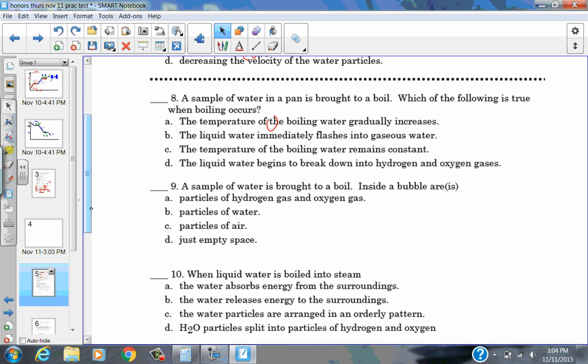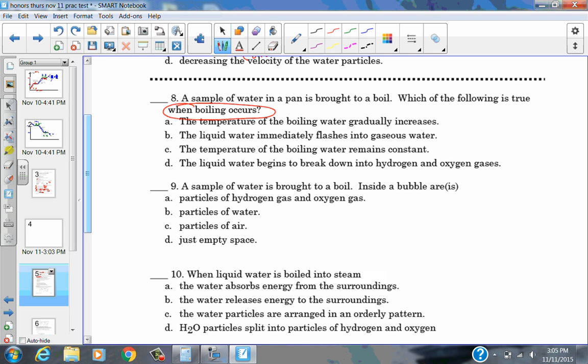8. A sample of water in a pan is brought to a boil. Which of the following is true when boiling occurs? The temperature of the boiling water gradually increases. Wait a minute, so you got to think this through. They didn't say as it's brought from room temperature up to boiling. They're saying when boiling occurs.